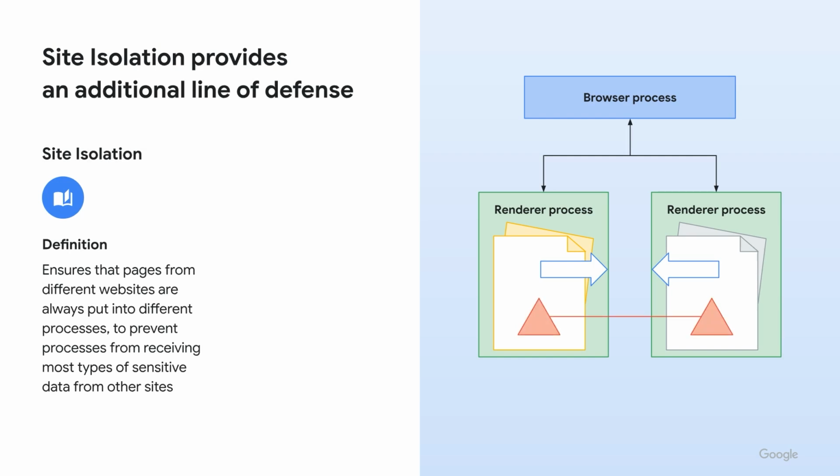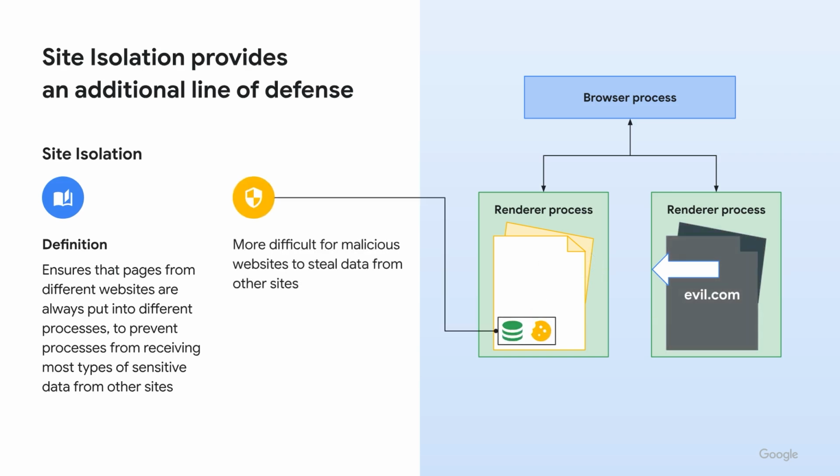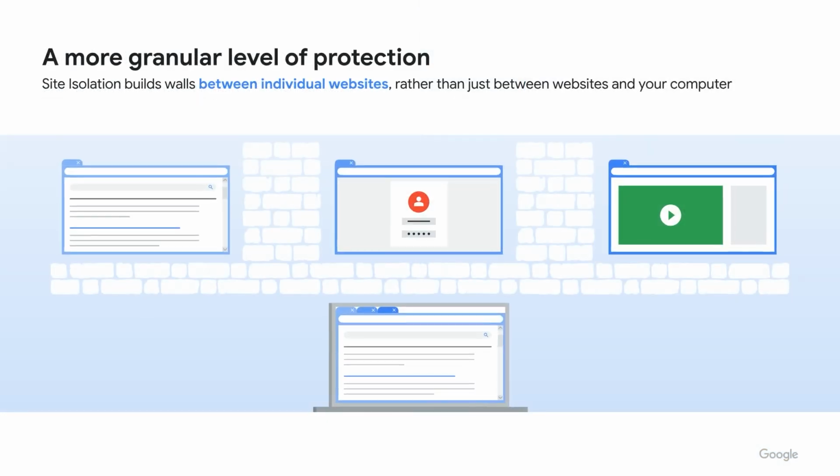It ensures that pages from different websites are always put into different processes, each running in a sandbox that limits what the process is allowed to do. It also makes it possible to block the process from receiving most types of sensitive data from other sites. As a result, a malicious website will find it much more difficult to steal data from other sites, even if it can break some of the rules in its own process. With site isolation, Chrome builds walls between individual websites, rather than just between the websites and your computer.